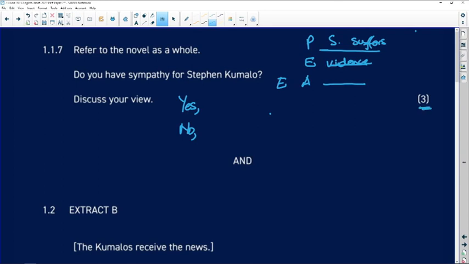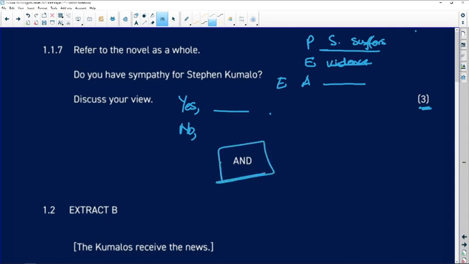If you're going to say no, well, I don't know how you wouldn't sympathize with Stephen. You can say yes and no. But again, you go yes, then make your point, evidence, explain. And if you're going to add no, then you're going to say no, point, evidence, explain. You're going to do it all twice.